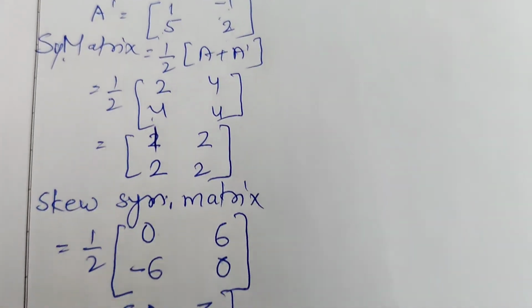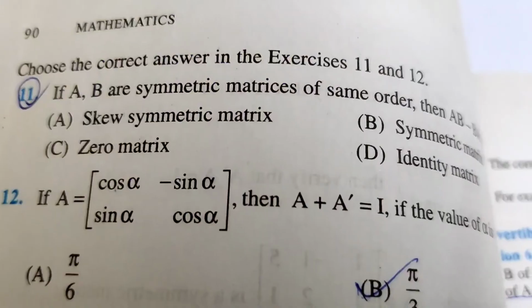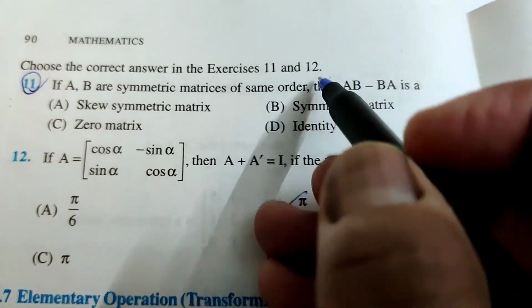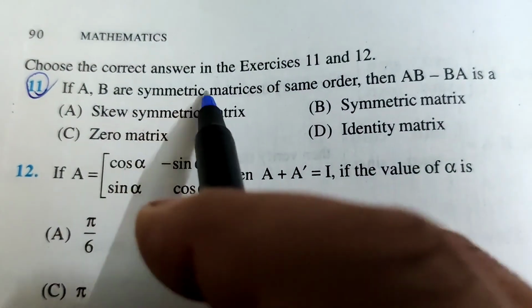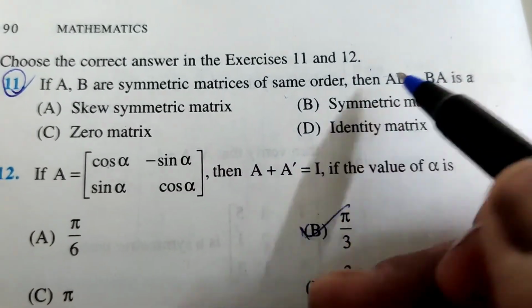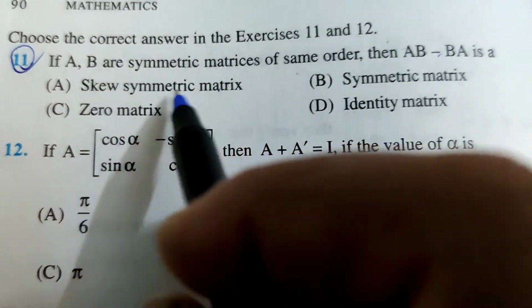Okay, hence proved. Next, choose the correct answers in questions 11 and 12. If A and B are symmetric matrices of the same order, then AB minus BA is a skew symmetric matrix. Negative of itself आएगी, skew symmetric matrix.